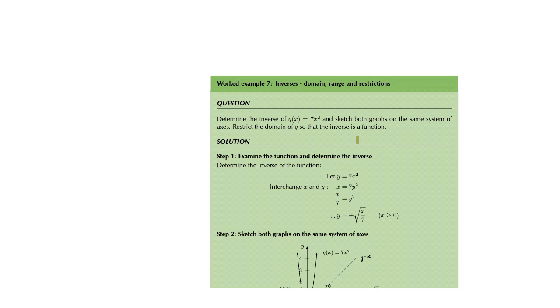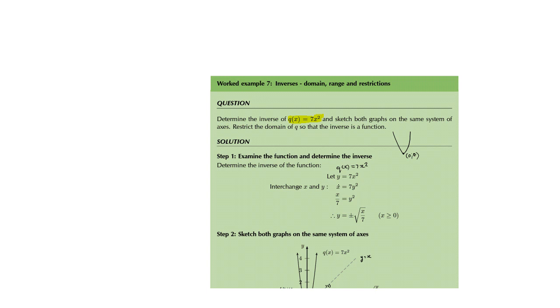The question that we were given here is to determine the inverse of q of x is equal to 7x squared. If we look at the properties of this quadratic very quickly, we will see that it is smiling, so it has a turning point at (0, 0). Then, to find the equation of its inverse, remember you were given functional notation: q of x is equal to 7x squared.